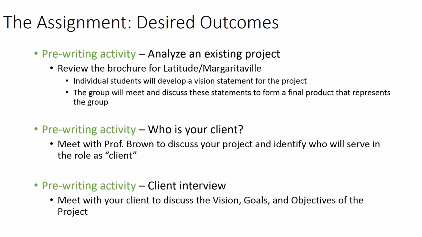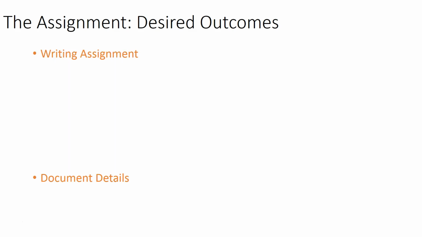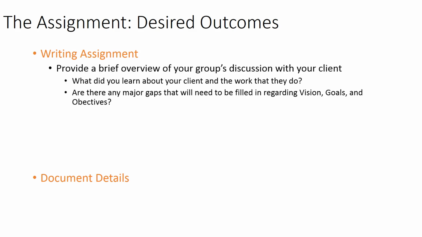Finally, the final pre-writing activity, you're actually going to conduct an interview with your client. The purpose of the interview is basically just to discuss what their interpretation of the vision, goals, and objectives are for the project. And so those are the 3 different pre-writing activities that you're going to go through. And then the actual writing assignment itself is going to consist of 2 parts.